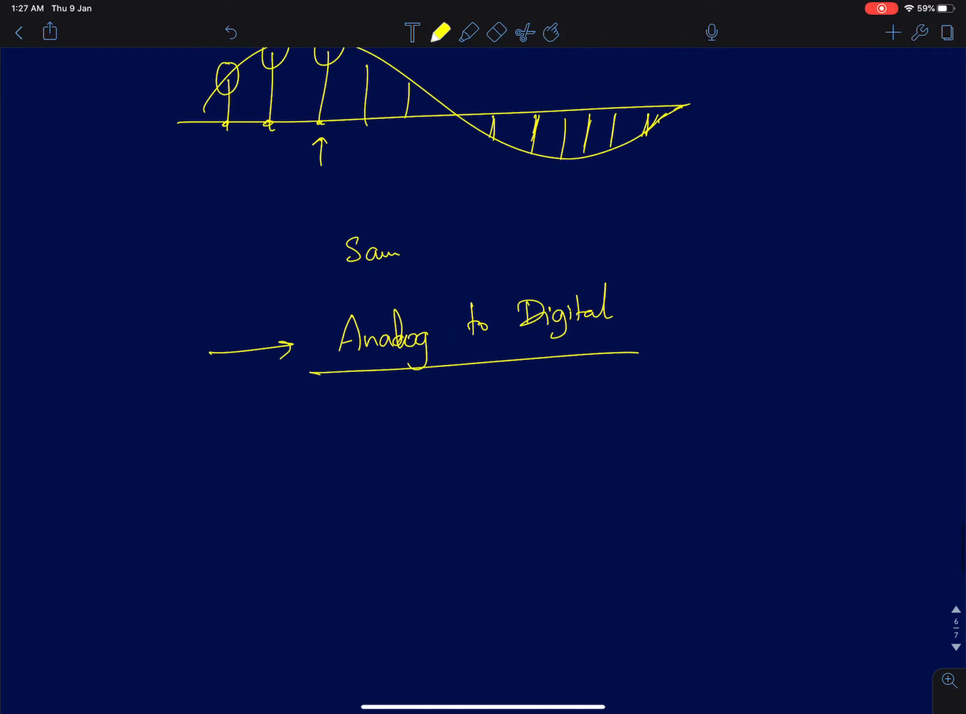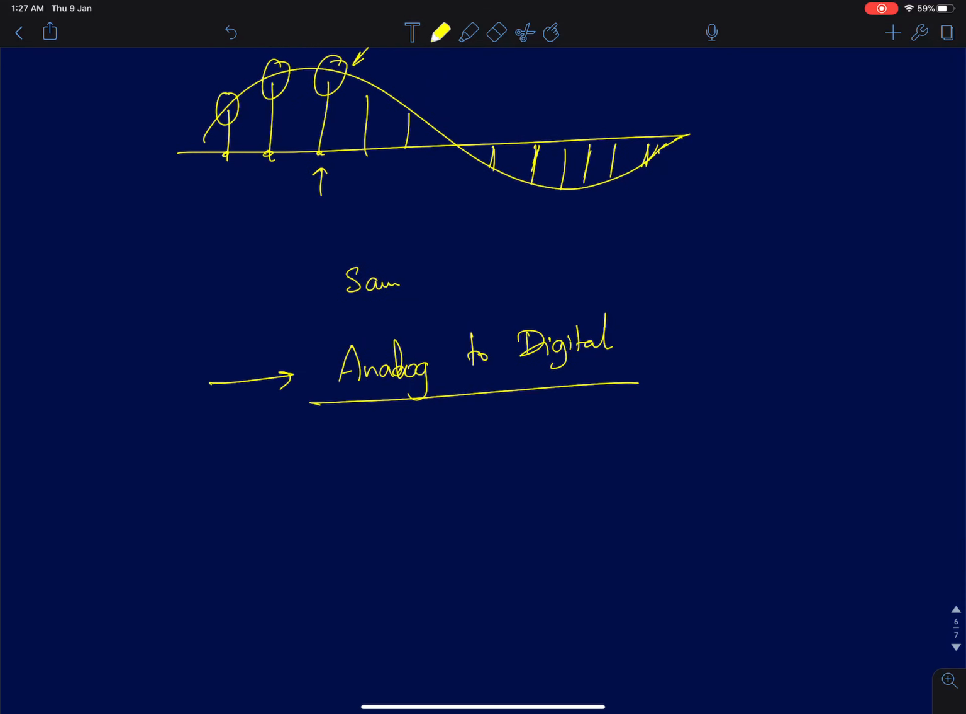So in analog to digital conversion, the first step is sampling. Once you sample the data, you have discretized in time. So the time discretization is done now. The next step is amplitude discretization. I'm now going to discretize amplitudes. Amplitude was continuous before. I'm going to quantize it or discretize it right now.